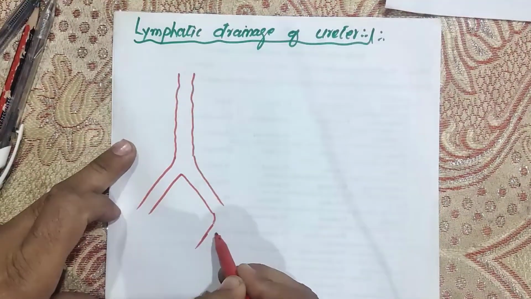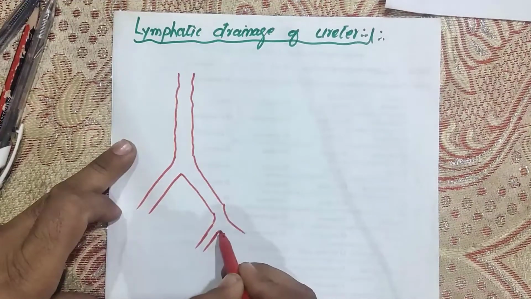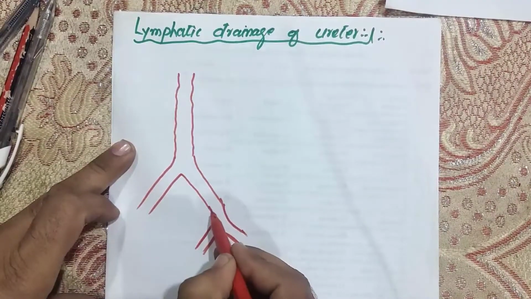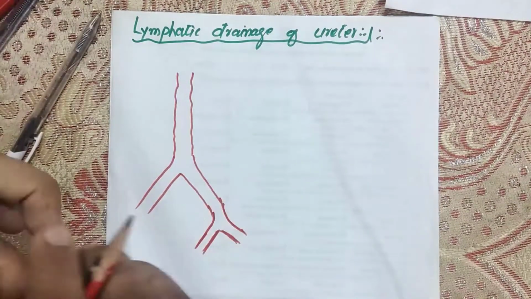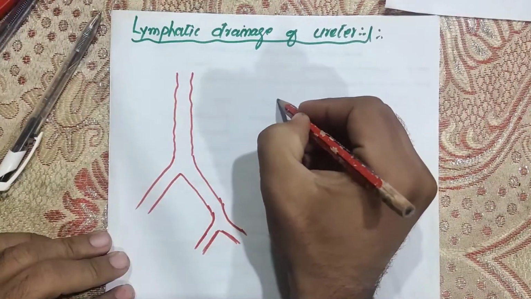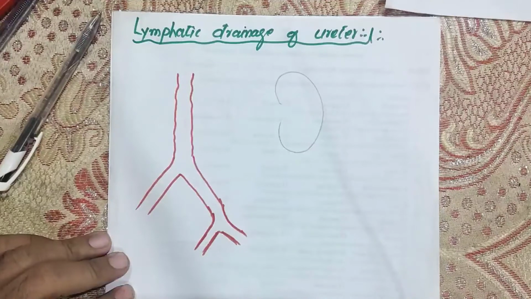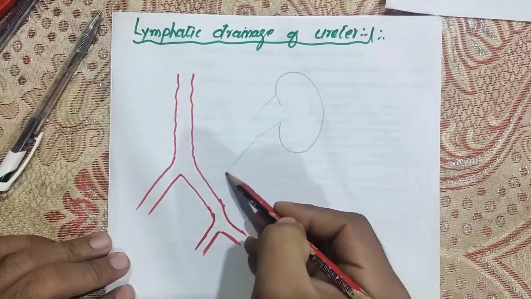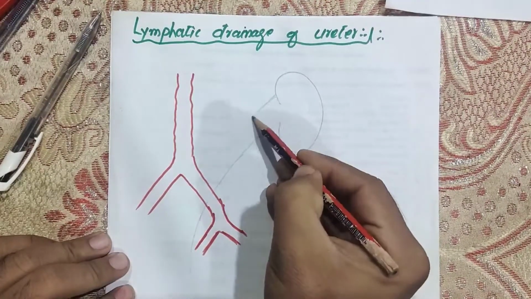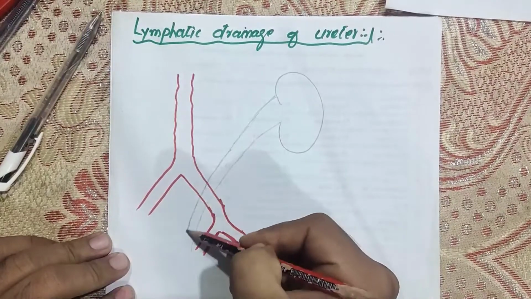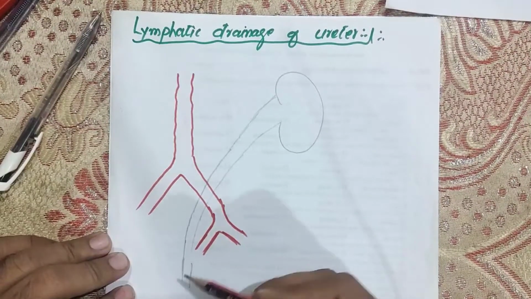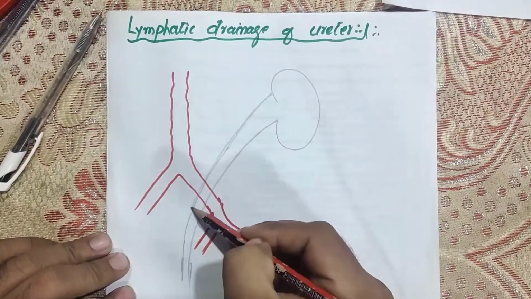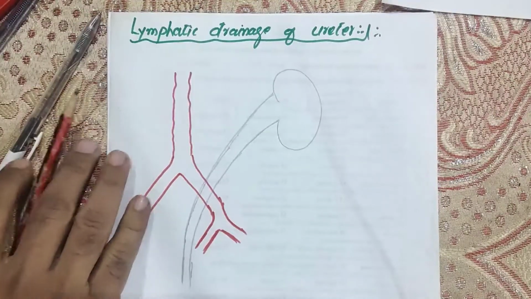And then there is the internal iliac artery, and then there is the external iliac artery. So these you know well, right? They should be present on both sides, so you will take only one side. Then there is your kidney, right? And then there is your ureter. So this is our ureter. Just for understanding purposes, I'm making this diagram. This is not an anatomically correct diagram, but for understanding purposes we use such diagrams to clear the concept about the topic.